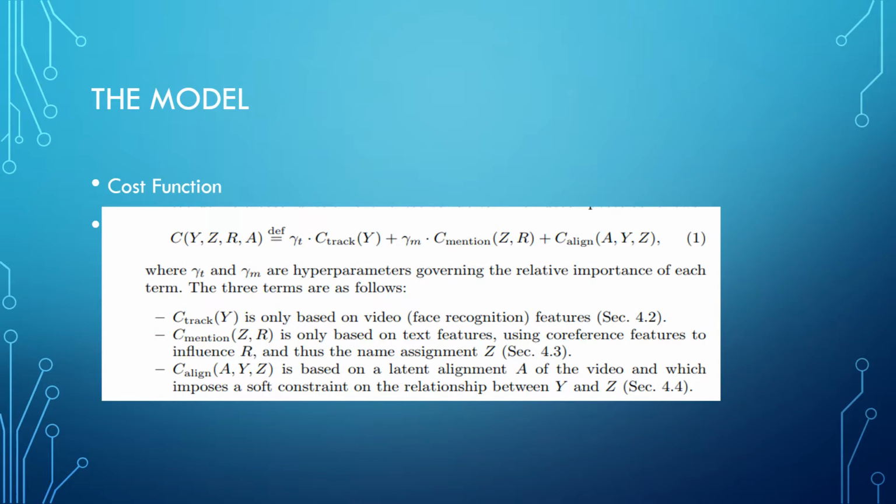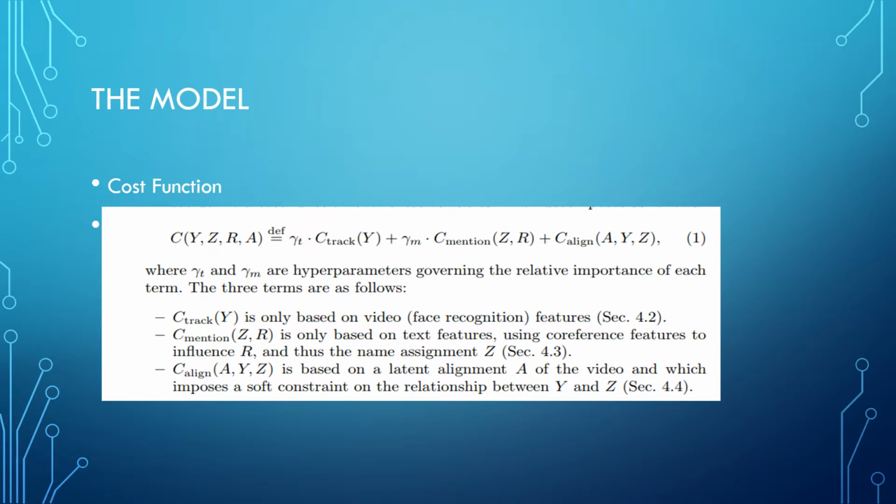Here's the model continued. Right now we have the cost function. The cost function C(Y, Z, R, A) is by definition equal to gamma_T times C_track(Y) plus gamma_M times C_mention(Z, R) plus C_align(A, Y, Z), where gamma_T and gamma_M are hyperparameters governing the relative importance of each term.